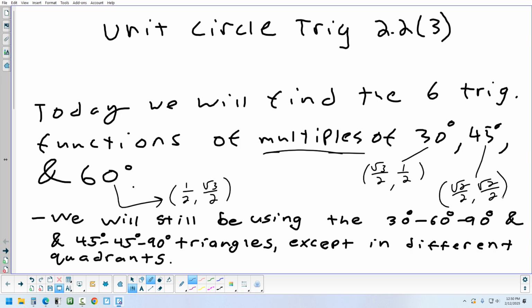The difference is if you are in another quadrant, you could still be in the first quadrant, but if you're not, one of these numbers or both of them become negative. That's the only difference.